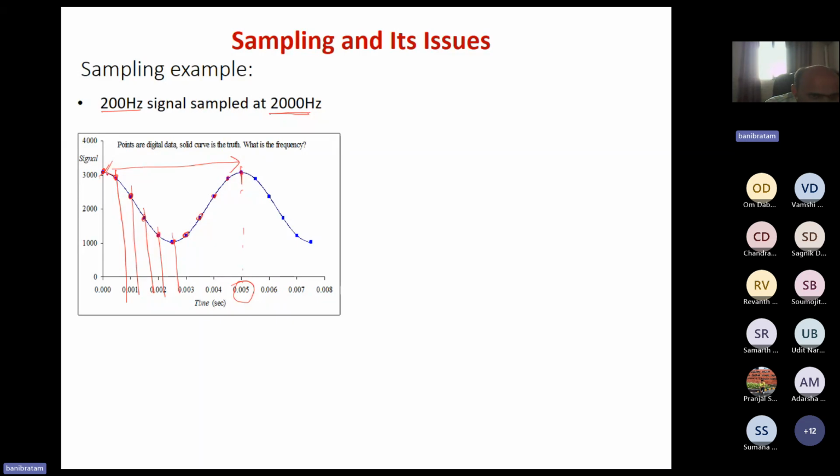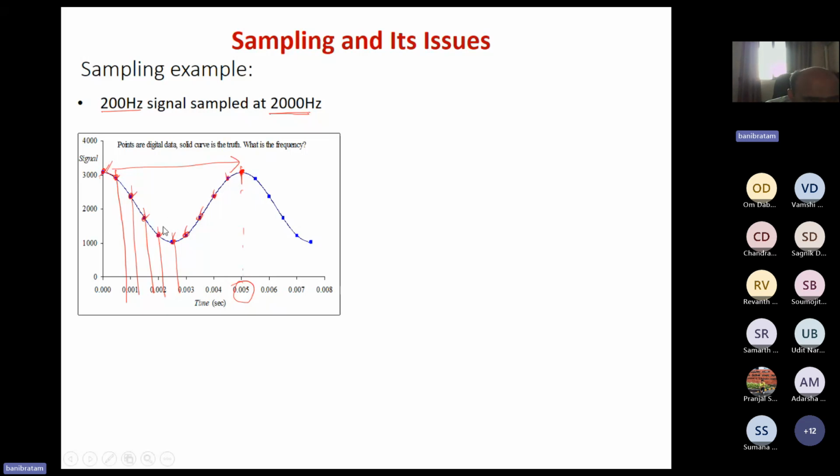You can just count it. From here, if you count 1, 2, 3, 4, 5, 6, 7, 8, 9, 10. And again from the 11th one, it is repetitive. So basically I am getting 10 dots. Why? Because I am sampling a 200 hertz signal at 2000 hertz. So 2000 by 200, that is 10 data points I will be getting for each time period.